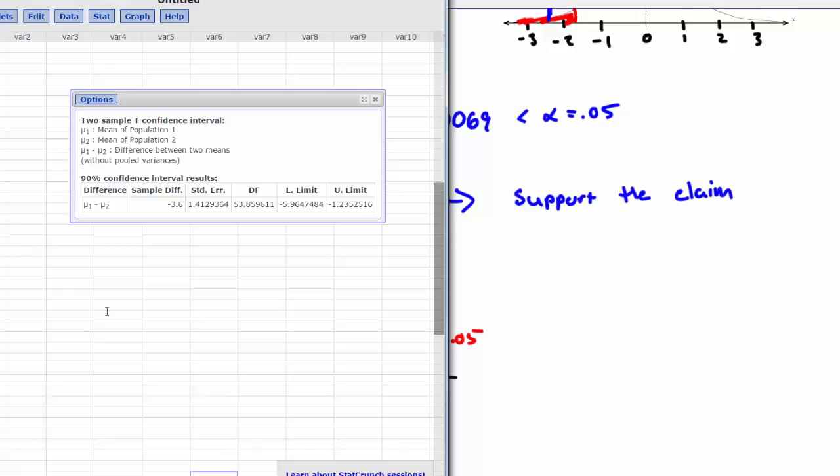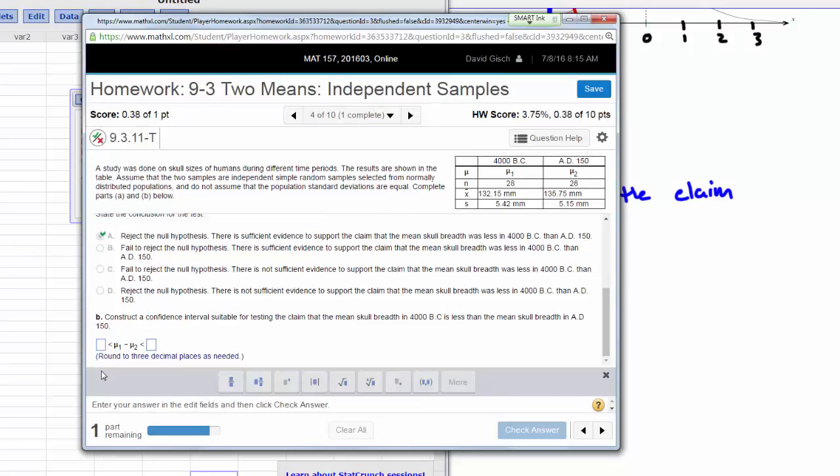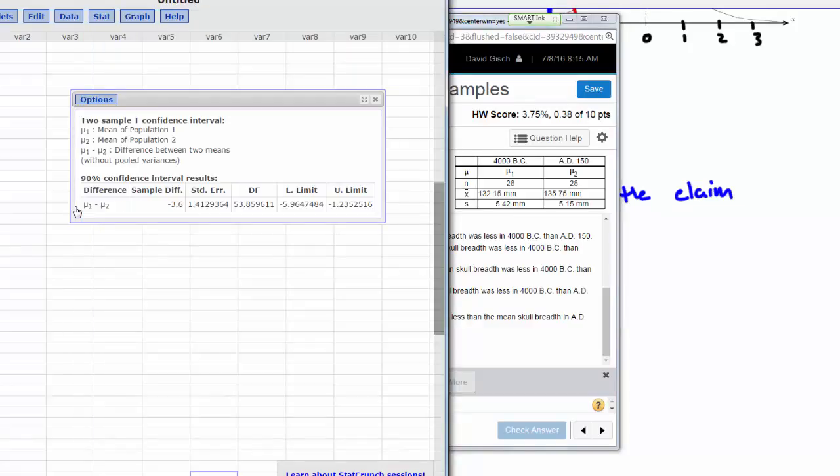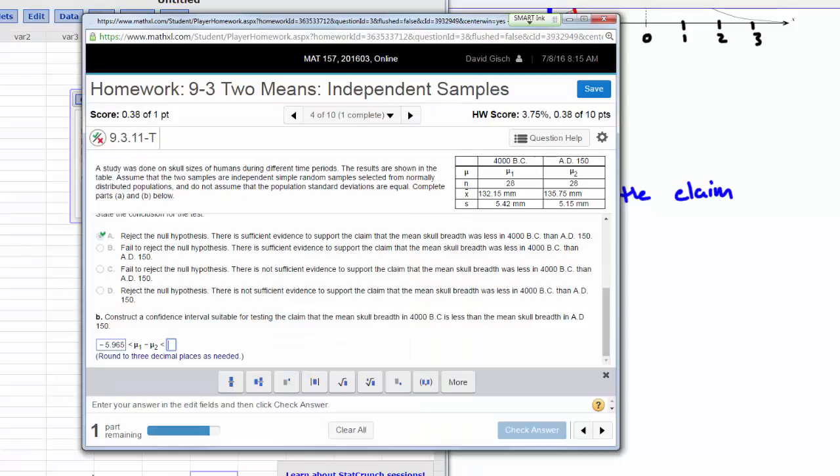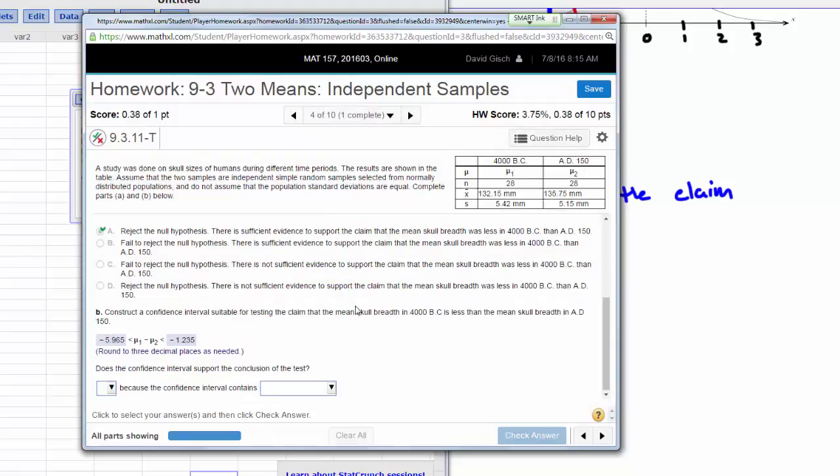So negative 5.965. Let's see here. It probably wants me to round to 3 decimal places. Okay. Negative 5.965. Helps if you get the decimal in there. And what was the other one? Negative 1.235. Negative 1.235. Awesome. So there we go.